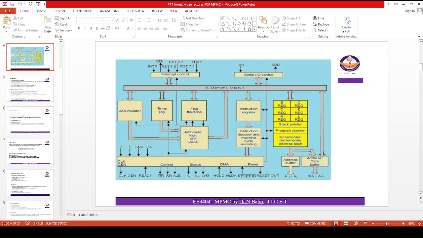Program counter: every line executed during the execution of the program, the program counter value is incremented by 1. Then next one is the stack pointer. I already told about the stack pointer.